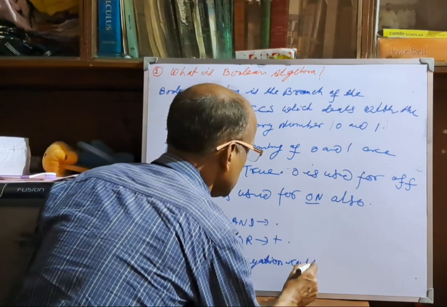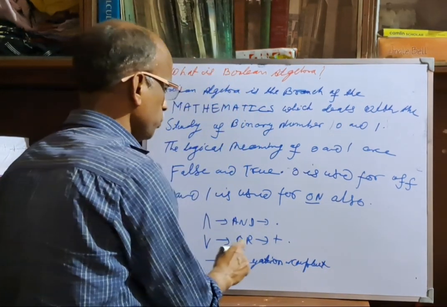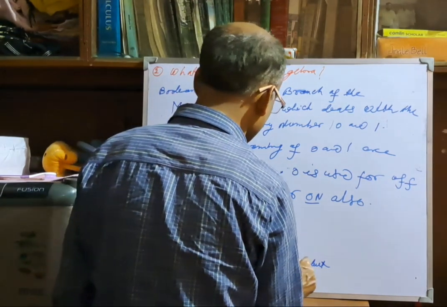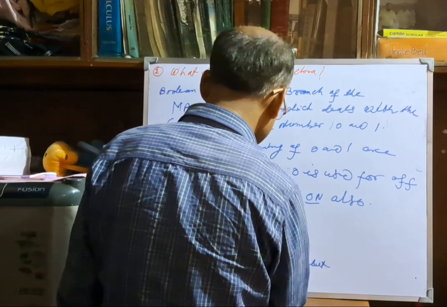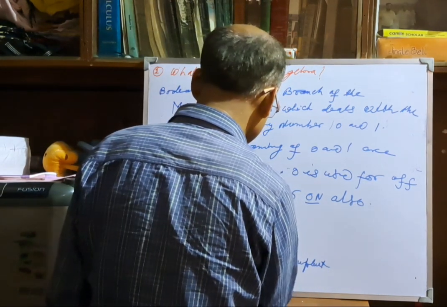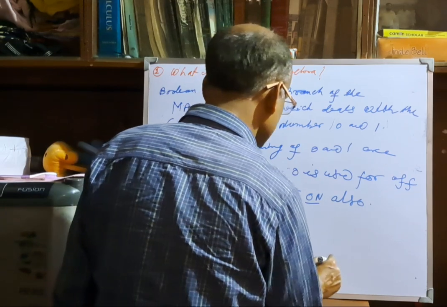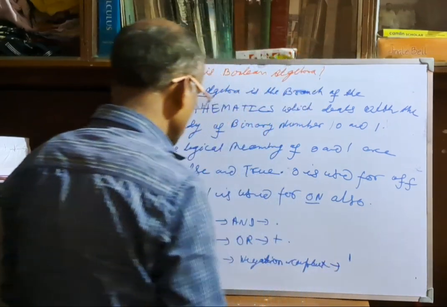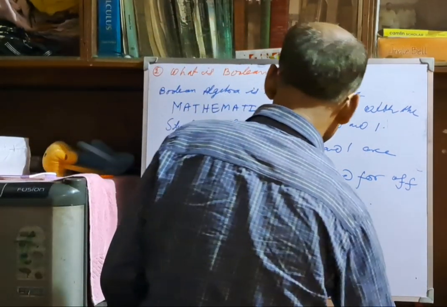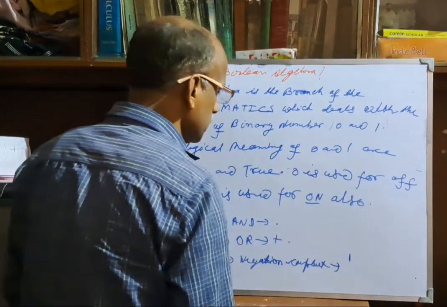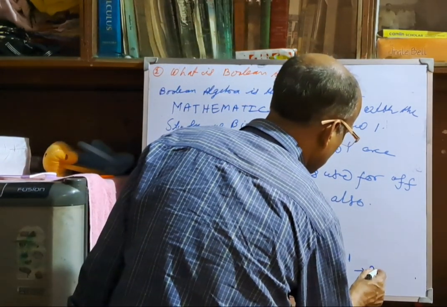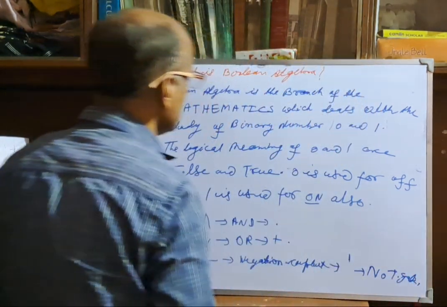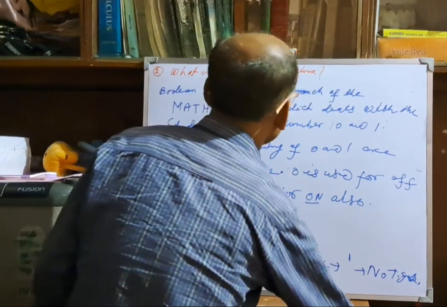This bar is also used for negation or complement, and that symbol is also used. Both symbols are used to express the NOT gate. You just remember these things a little bit. Okay. Fine.